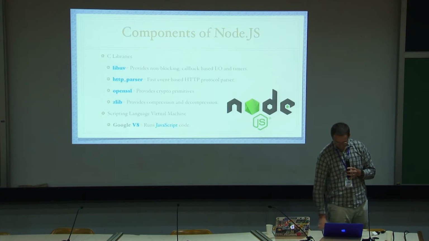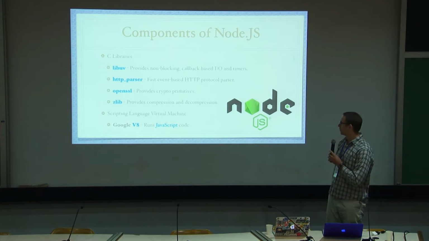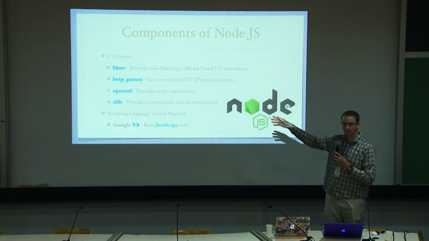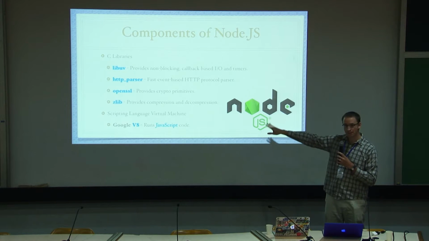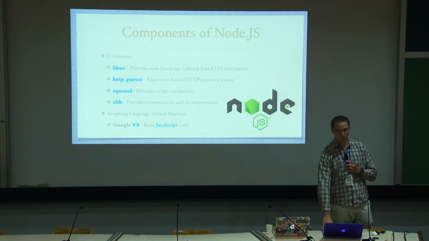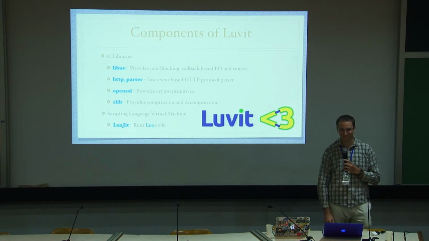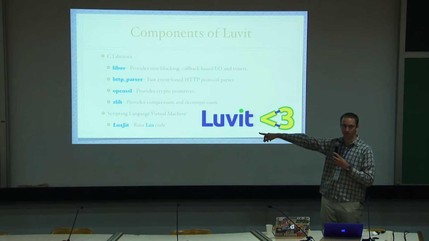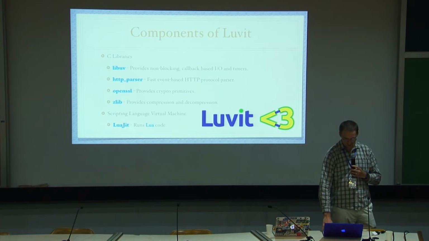Yeah. So this is basically what Node looked like at the time. There was libuv, HTTP parser. These are all C libraries. OpenSSL, of course, for crypto, zlib for compression, and then V8 to run the JavaScript. So this was my design. Same thing. Oh, let's do Luajit and run Lua instead of JavaScript. It'll be great.